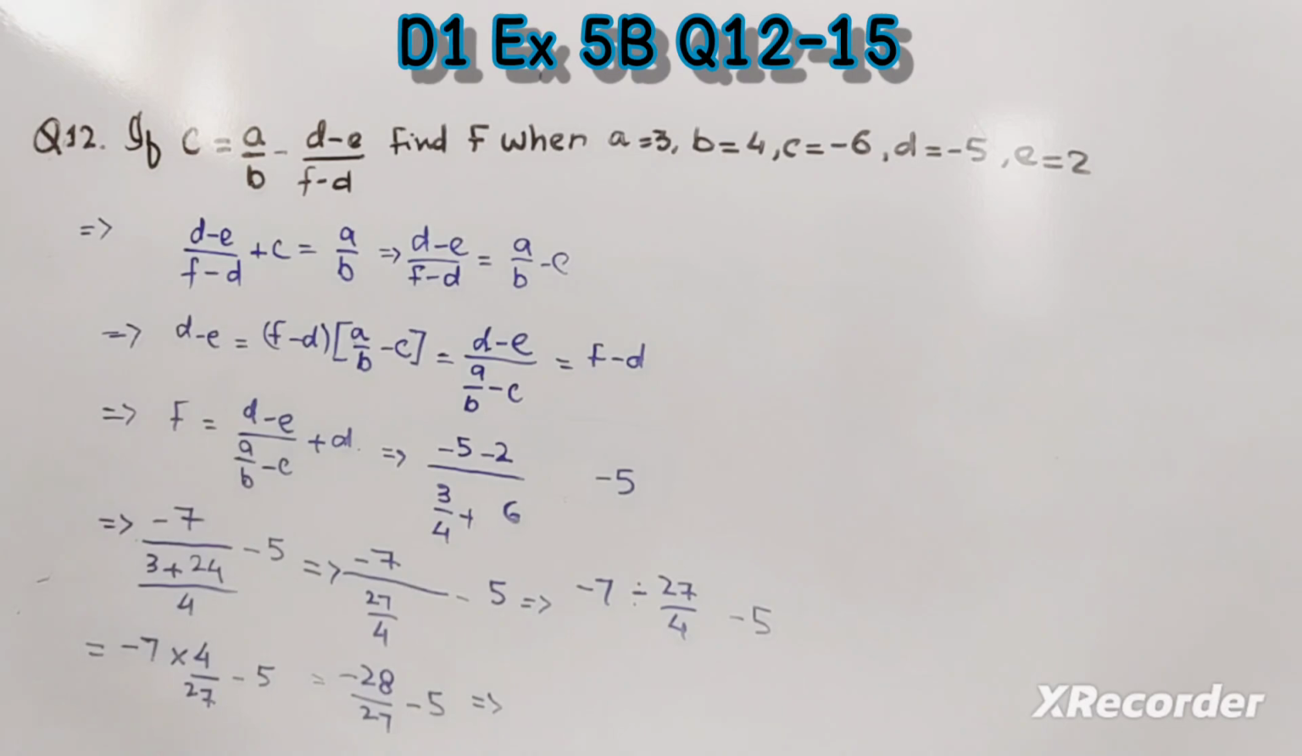By taking the LCM, we get 27 minus 28 minus 5 times of 27 is 135. Minus 163 upon 27 is the value of F. This is our required answer.